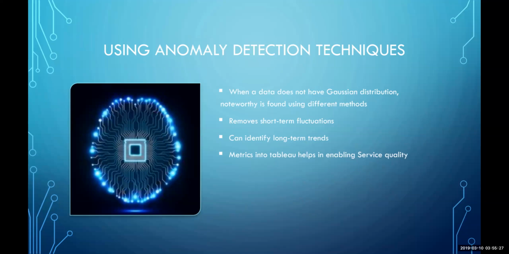And also, using the anomaly detection technique, we spoke about when the data does not have the Gaussian distribution. The non-Gaussian behavior is found using a different method, as well as the removal of short-term fluctuations and how we can identify long-term threats. Also, putting metrics into Tableau helps in enabling service quality.